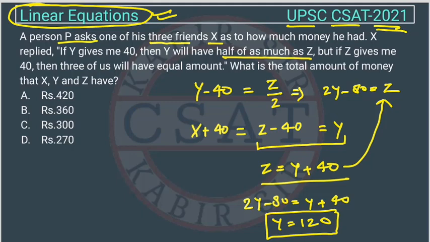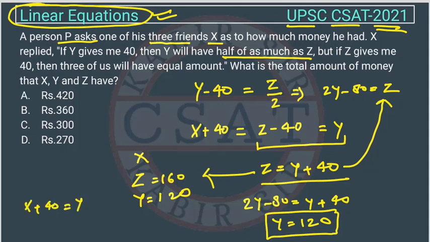If Y is 120, then from this equation Z is 160. Y is 120. So what is X? We will calculate X from here. X plus 40 is equal to Y. Y we know is 120. So X will become 120 minus 40, so it will be 80.